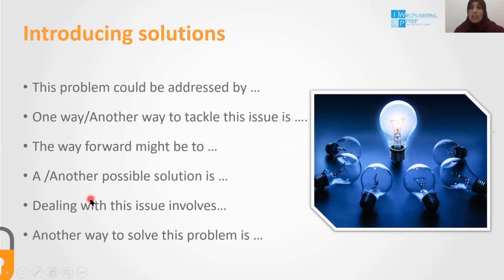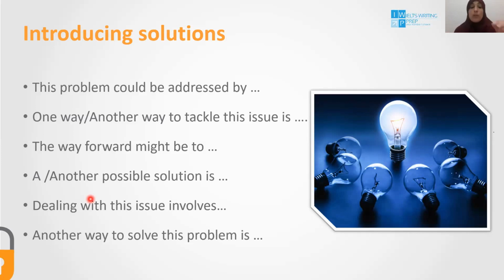So basically, these are introductory phrases to introduce your main ideas. Remember, your main ideas need to be ready, and this is something you need to prepare beforehand. Before you start writing, you need to have your main ideas ready. Remember, you only need two main ideas, two solutions, two advantages, two causes. You don't really need more than that.